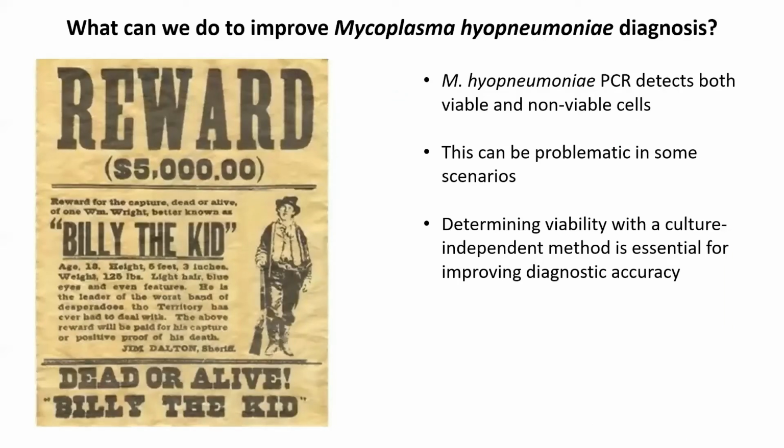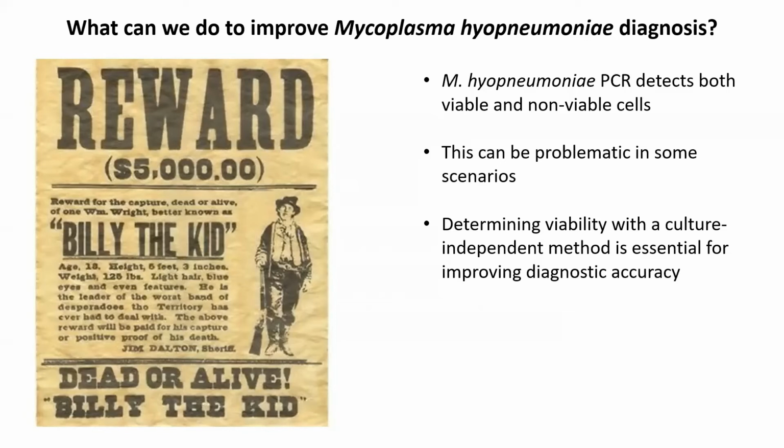So what can we do to improve diagnostics? I think that our current strategy to detect Mycoplasma hyopneumoniae in clinical samples is well described by this also classical Western picture: we just want to get it, dead or alive, no matter what. And PCR is a good assay to do that because it detects both viable and non-viable cells. But we have seen that this can be problematic in some scenarios.